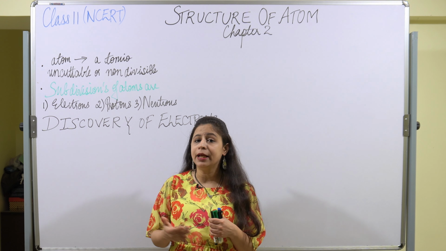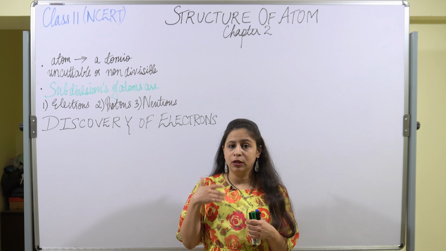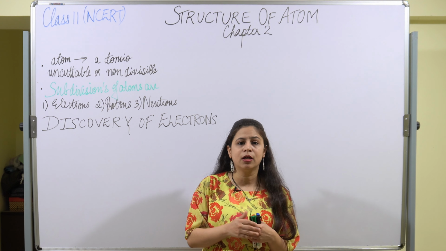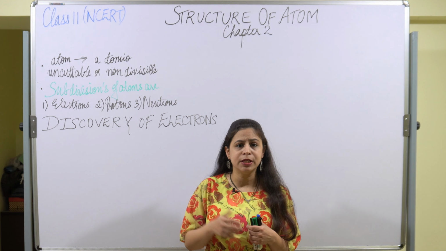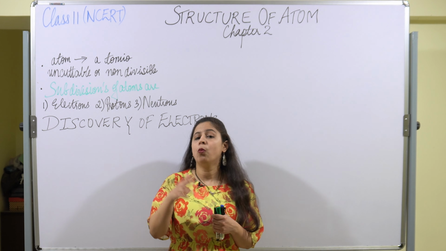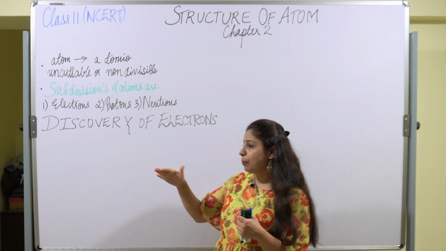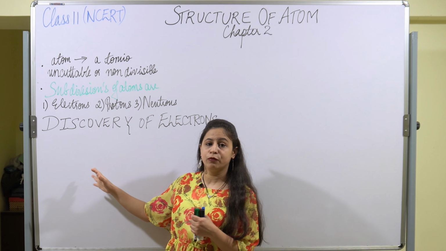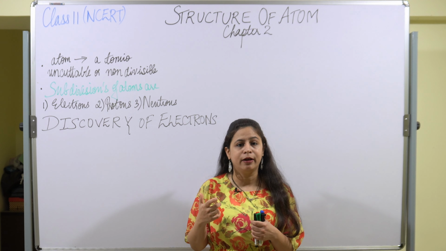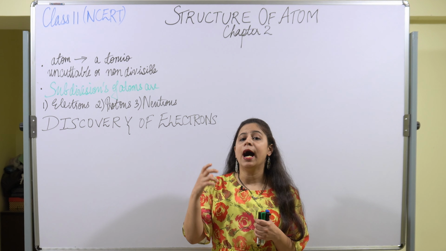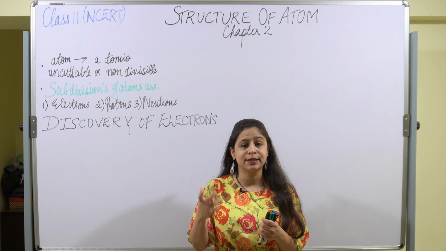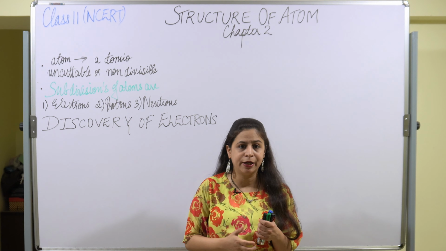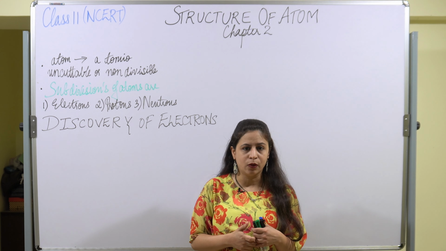Later on he studied everything about electrolysis, and in his research work, around the 1850s, he passed electricity through a tube in which there was a vacuum, low pressure, and he called it the cathode ray tube. We will be studying how the electrons were discovered through those cathode ray tubes.